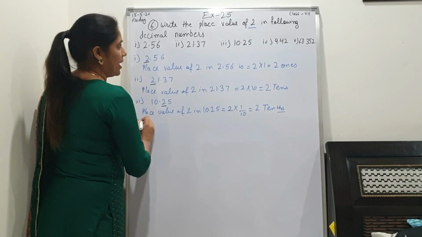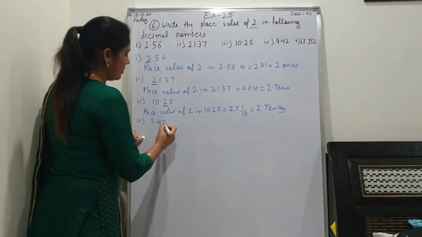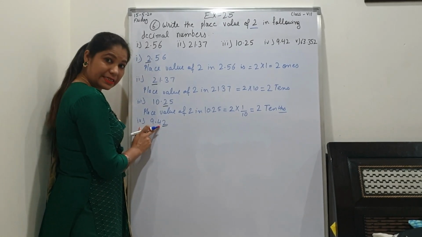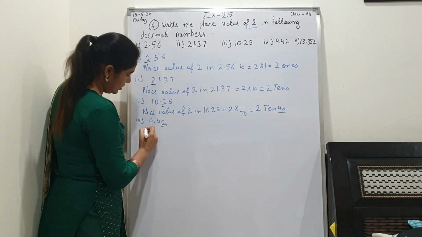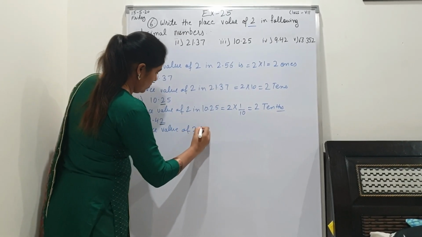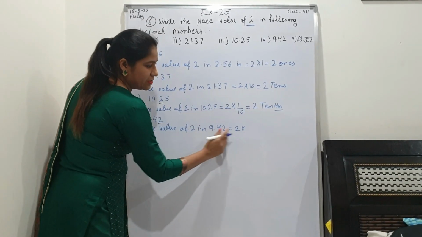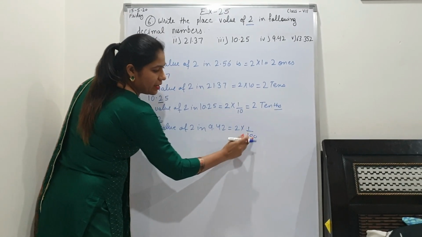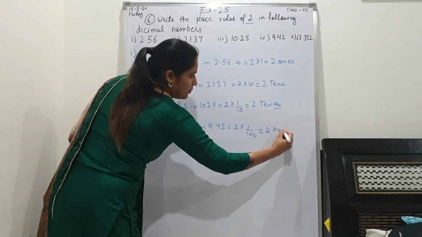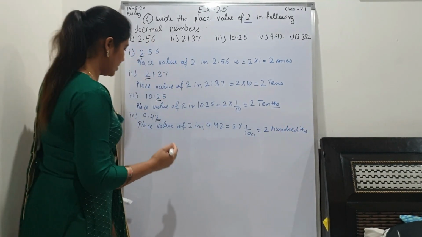Now, fourth point, 9.42. Again, we have to tell the place value of 2. So, ones, and this one is tenth, and this one is hundredth. So, we will write place value of 2 in 9.42 is 2. This one is hundredth, so that is why I have written 1 upon 100. So 2 hundredth, DTH. See the spelling, students.